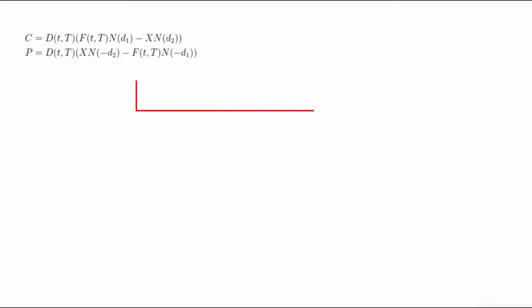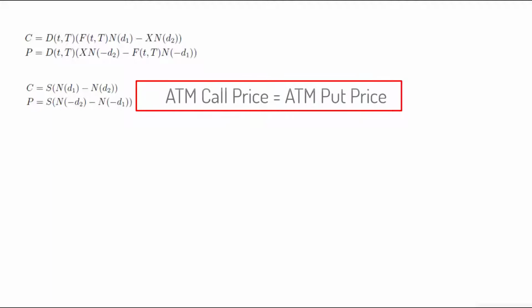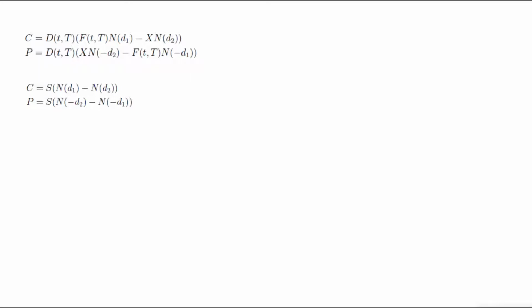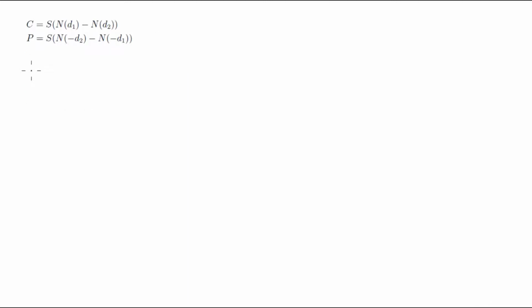The astute amongst you will notice that the at the money call option price and the at the money put option price are the same. This is the case when the strike equals the forward. D1 and D2 in both formulae are close to each other in practice, so this is where we will use a first order Taylor expansion to simplify them.